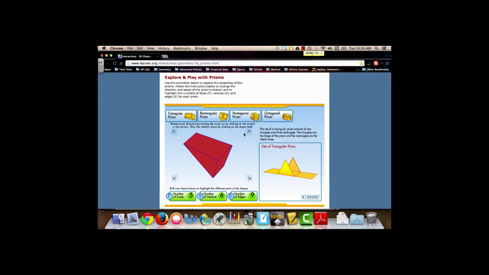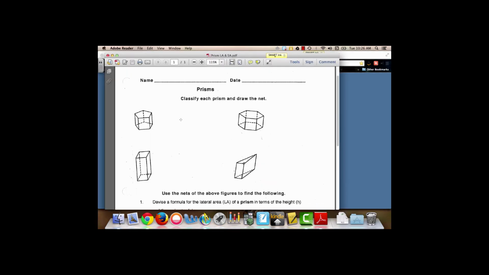When you open up the web link and scroll down, you get to this activity here. This takes different types of prisms: triangular prism, rectangular prism, pentagonal prism, octagonal prism, and shows you a picture of the 3D that you can rotate on your own, and the net, which will open and close for you. Use this as a guide for filling out the nets for these 4 prisms. So I want you to classify each prism and draw the net.